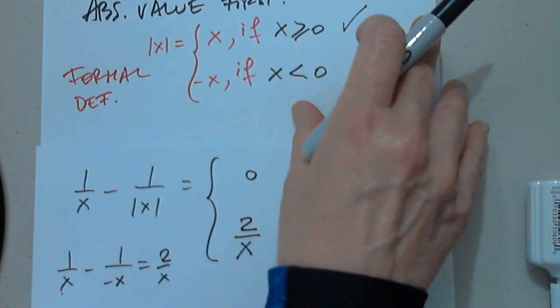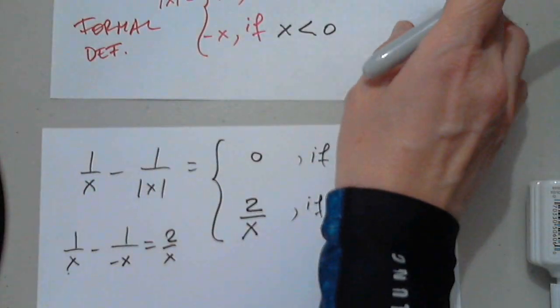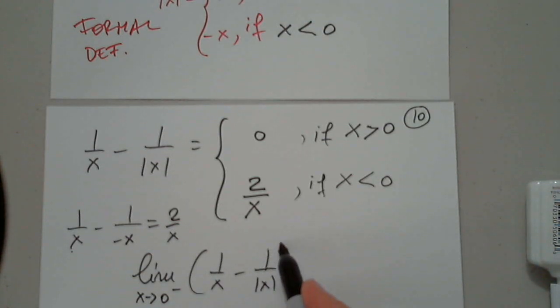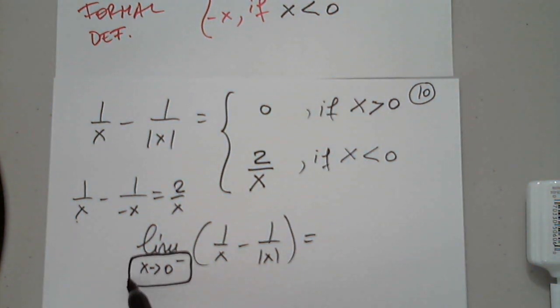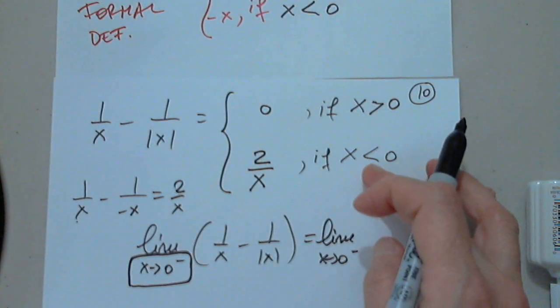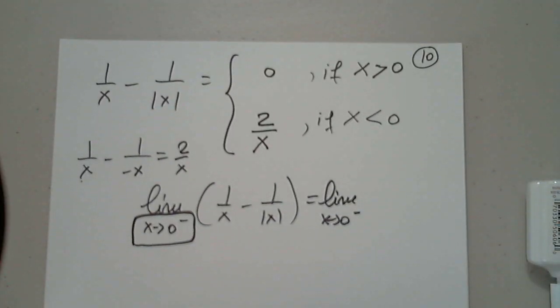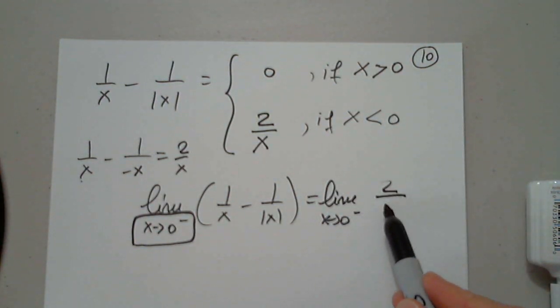So now I can finally answer my problem. I'm going to copy it again here. So I have the limit as x approaches 0 from the left of 1 over x minus 1 over the absolute value of x. Which of these two branches will I have to use? Do I use the top or do I use the bottom? I cannot use both. The bottom. Exactly, the bottom, because it's 0 from the left. Awesome.